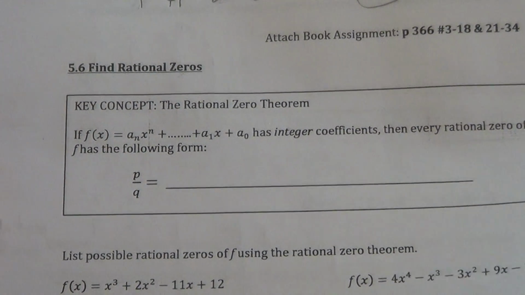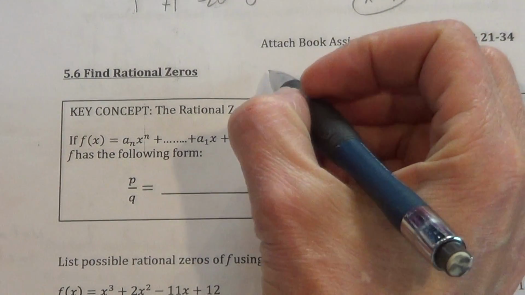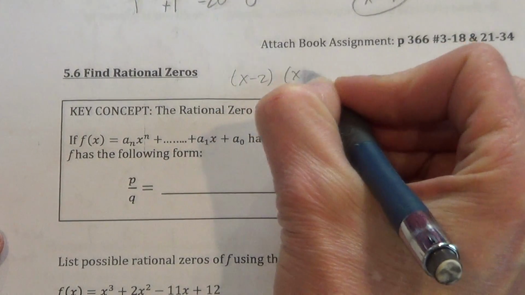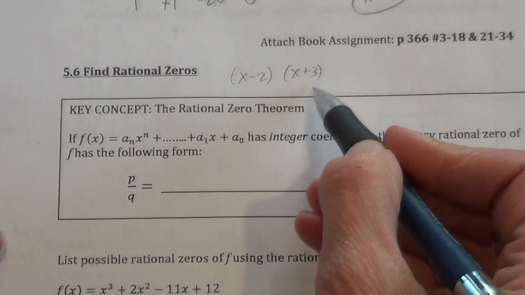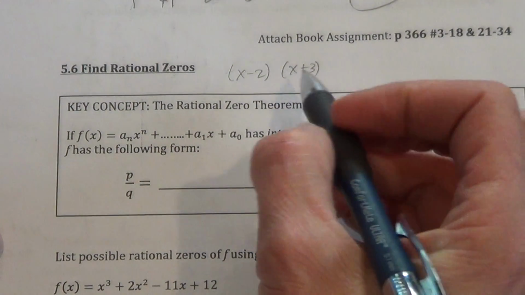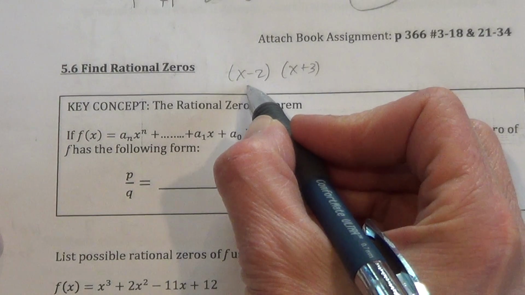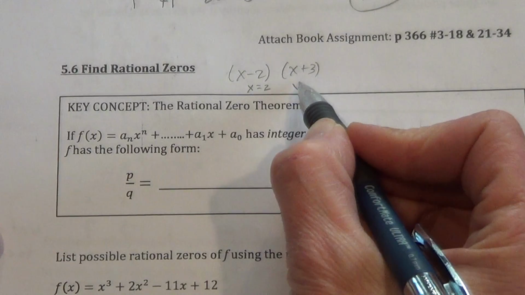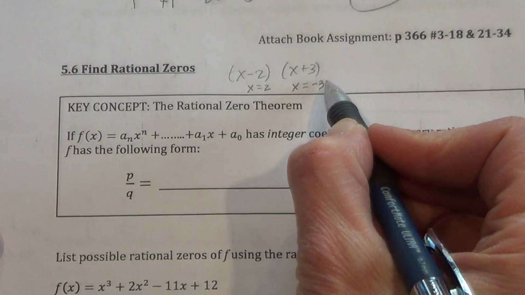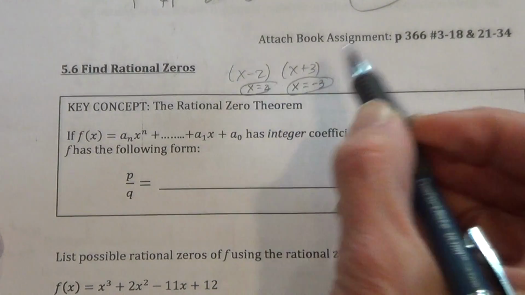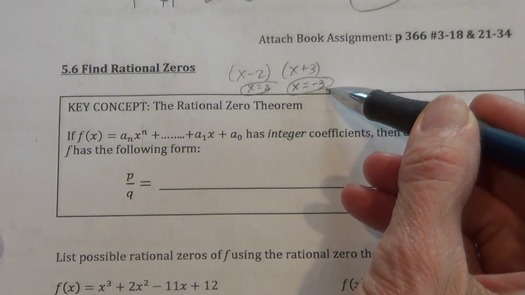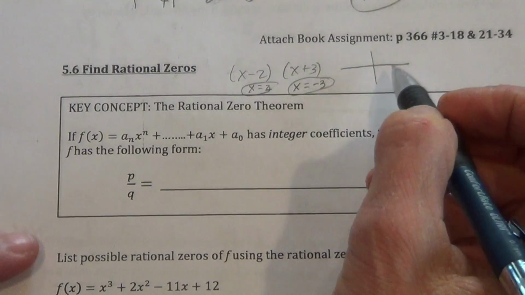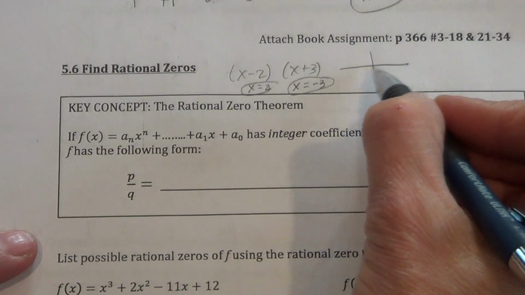Now remember the last unit we discussed when you come out with factors that are, say, like x minus 2, x plus 3. You set each of those factors equal to 0 and solve. This one would be equal to 0 when x equals positive 2. This one equal to 0 when x equals negative 3. These are the solutions of the points on the graph where this particular polynomial would cross the x-axis.